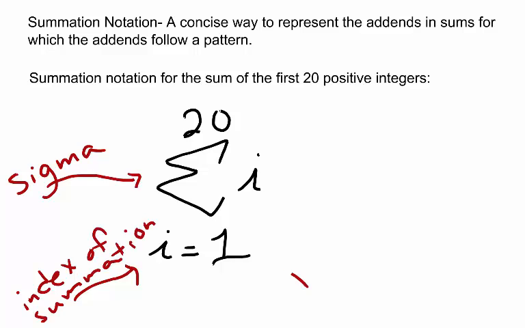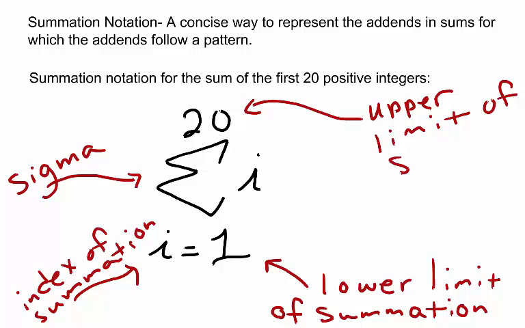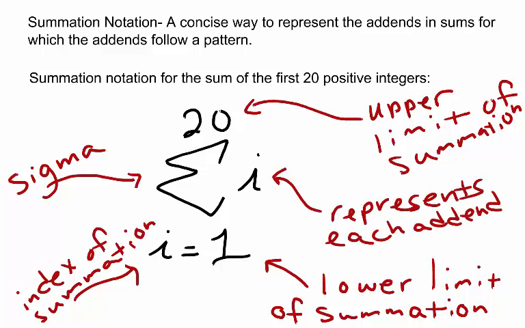that indicates our lower limit of summation. In other words, the number that we need to begin adding with. And at the top of sigma, we have our upper limit of summation, which indicates the last number that we should add to our sum. The symbol i that follows sigma represents each addend, and it tells us the pattern that we're going to use for the summation.